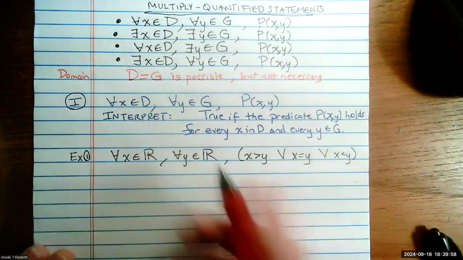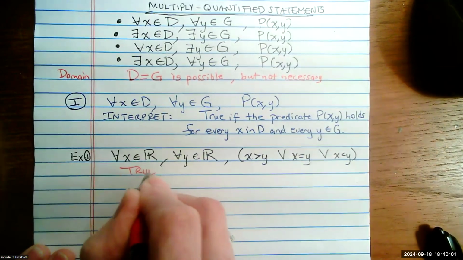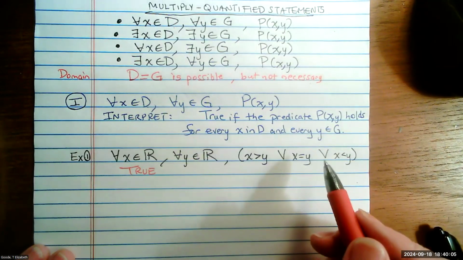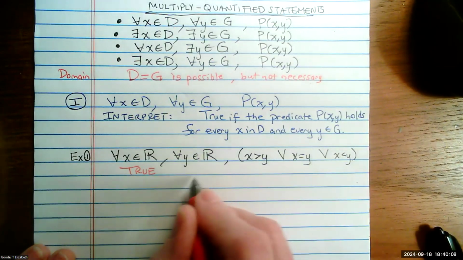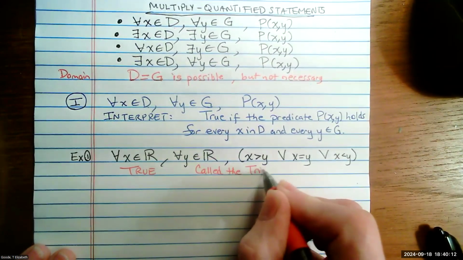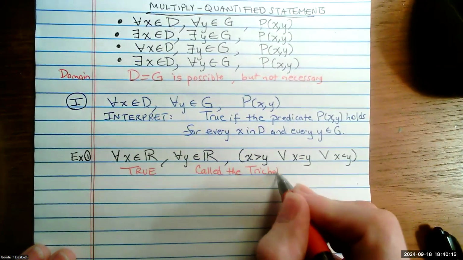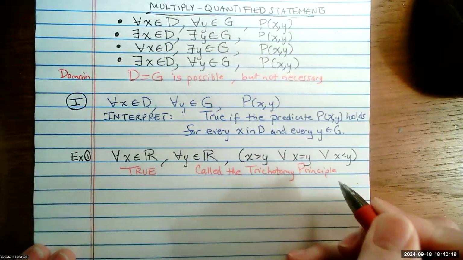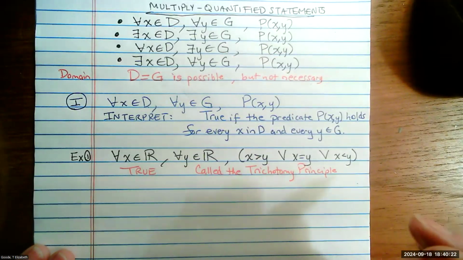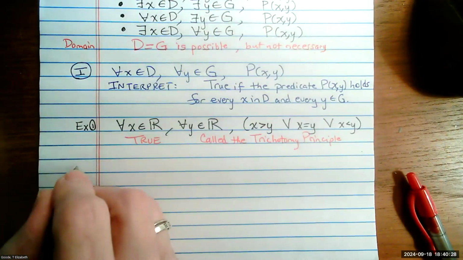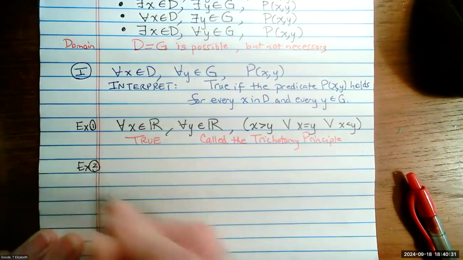This, in fact, is called the trichotomy principle. If we take any two real numbers, they're comparable. One will be less than the other, or they'll be the same number. They'll be equal. So this is actually called the trichotomy principle, just FYI. I'm not going to test you on that, but it's something that's worth knowing. There's a name for this idea that any two real numbers are comparable with the less than symbol or equals.